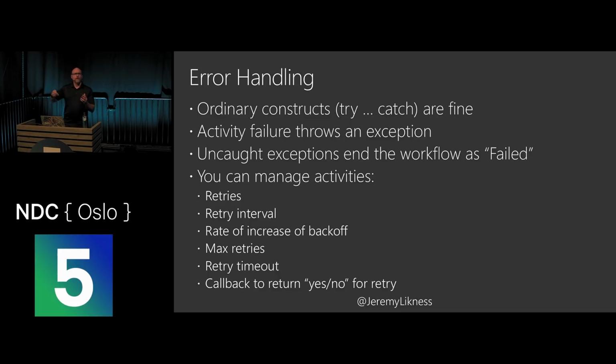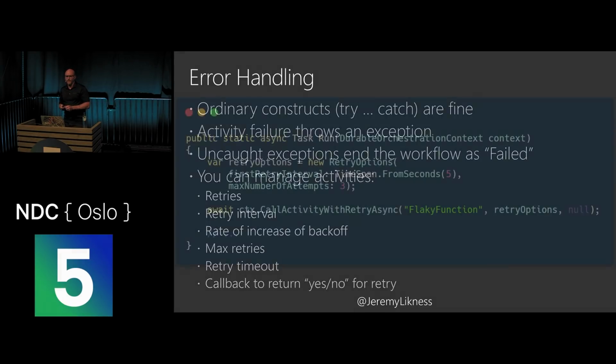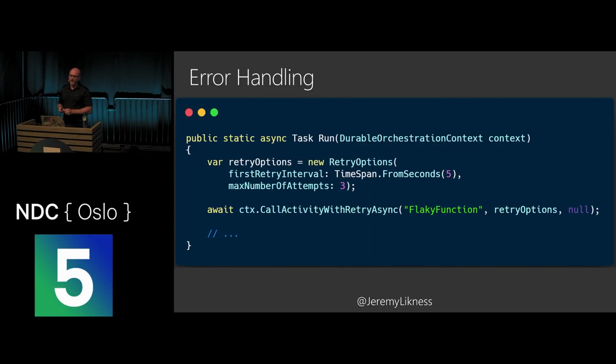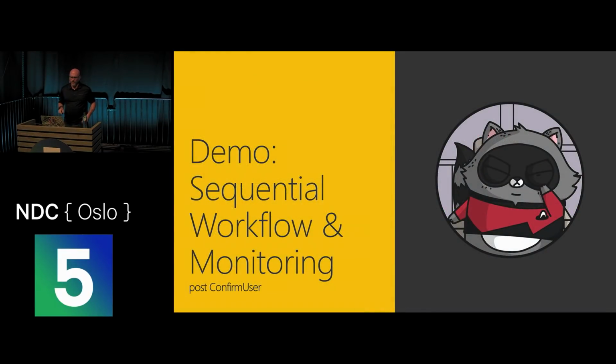You can set up when you call those async activities without changing the code of your activity. It might be updating a table, doing something like that. You can set up retries, a retry interval, a back-off interval, a timeout. You can even create a function that it'll call back and say, should I retry again or not? So you have some flexibility with that. This is an example of what that would look like. Here we're saying if it doesn't work, try again after 5 seconds and try it a maximum of 3 times. And then we're calling it with that retry. And if you don't like the flaky function passed as a magic string, as long as it's something you can access from types in the code, you can do nameof, right? And then pass it as a solid reference.